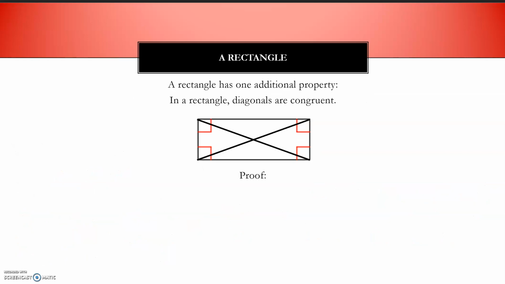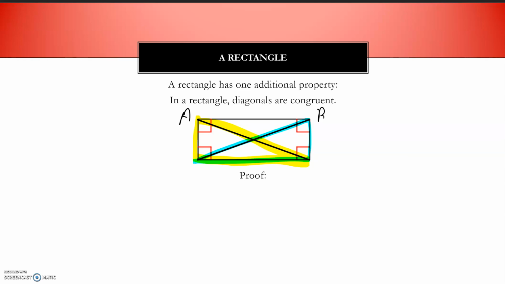All right, the last specific property of a parallelogram that is a rectangle is that the diagonals are congruent. So I'm going to highlight two triangles because that's how we're going to prove this. This is actually pretty easy to prove. This is going to be short.